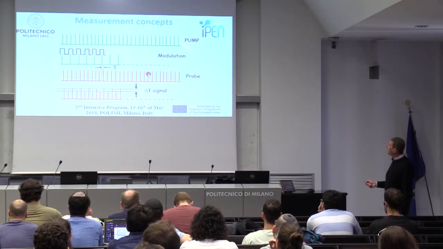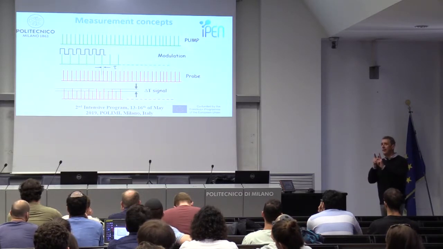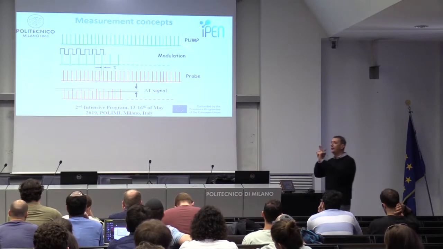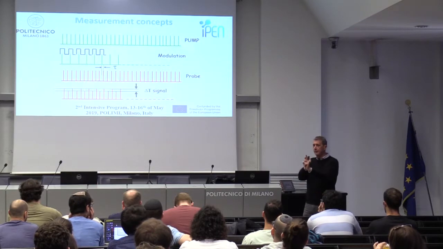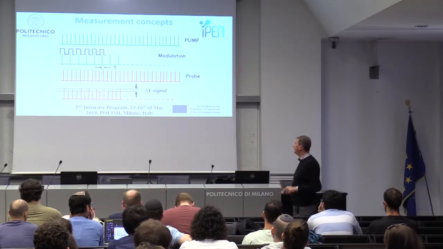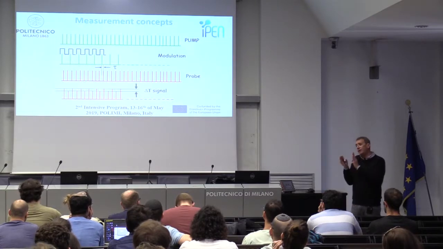And you see that there is a small delay between the pump pulse and the probe pulse. And this is the time at which you do the measurement. So you fix this delay and you repeat this experiment many times. The pump comes and then the probe, pump, probe, many times. And that gives you an average, which is what you are measuring. Then you change the delay.